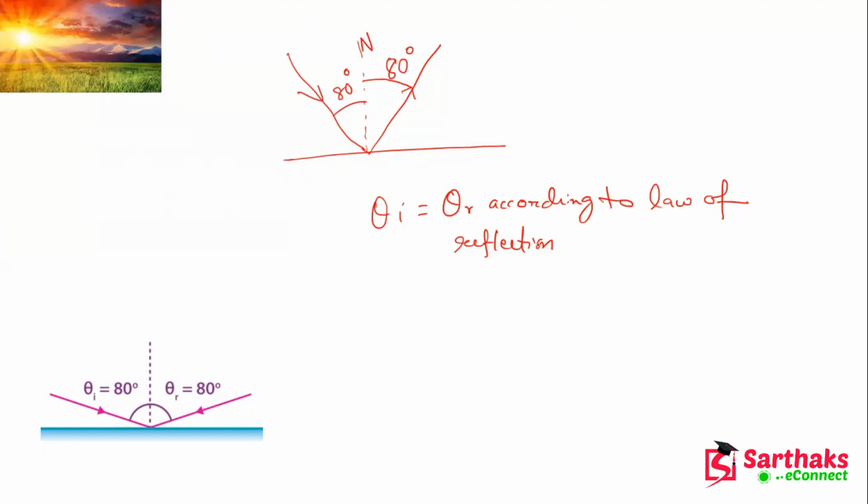Okay. So here we can do one thing. We know that the normal to the surface is always 90 degree. So first draw a normal to the surface. Then you can find out that theta i equals theta r.